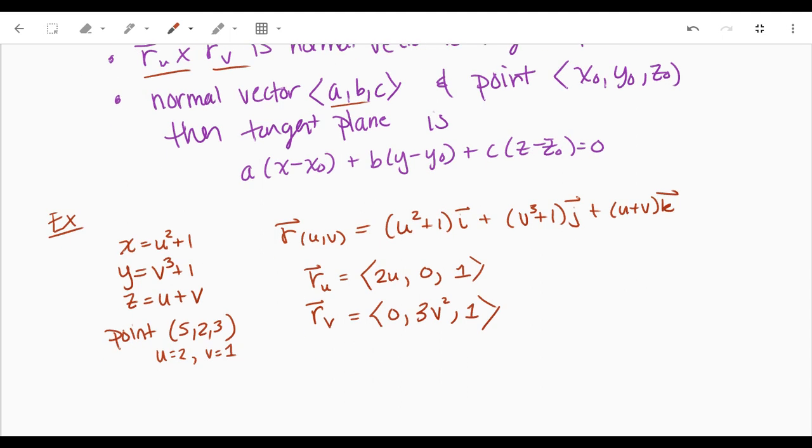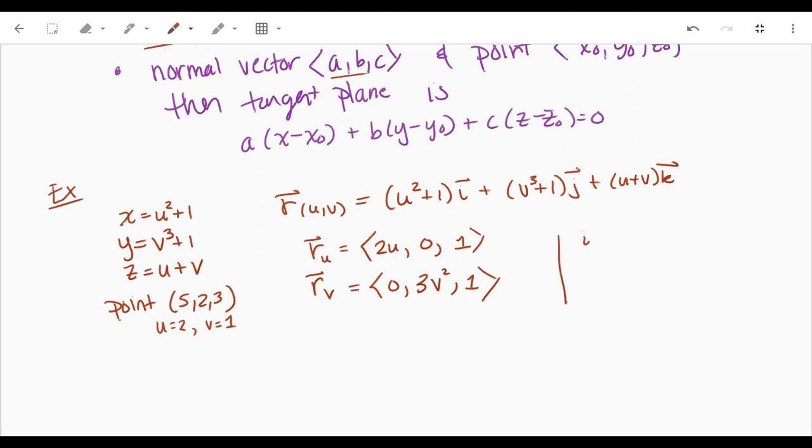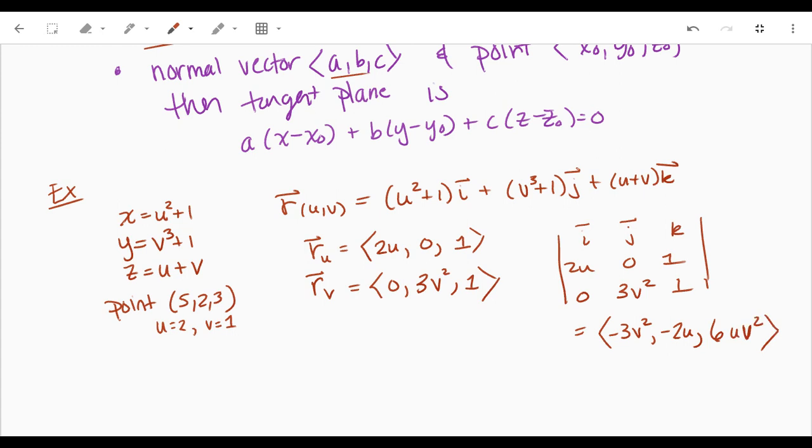Now we want to find the normal vector by doing the cross product there. So cross ijk, 2u, 0, 1, 0, 3v squared, 1. In the i direction, I'll have 0 minus 3v squared. In the j direction, I'll have negative 2u. And in the k direction, I'll have 6uv squared. So there's my normal vector. At that point, when u is 2 and v is 1, it would be negative 3, negative 4, and then 6 times 2 times 1, so 12.